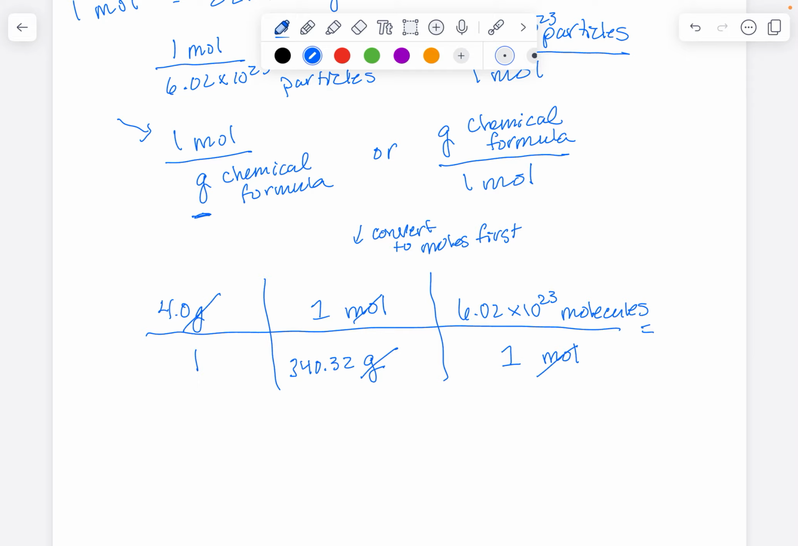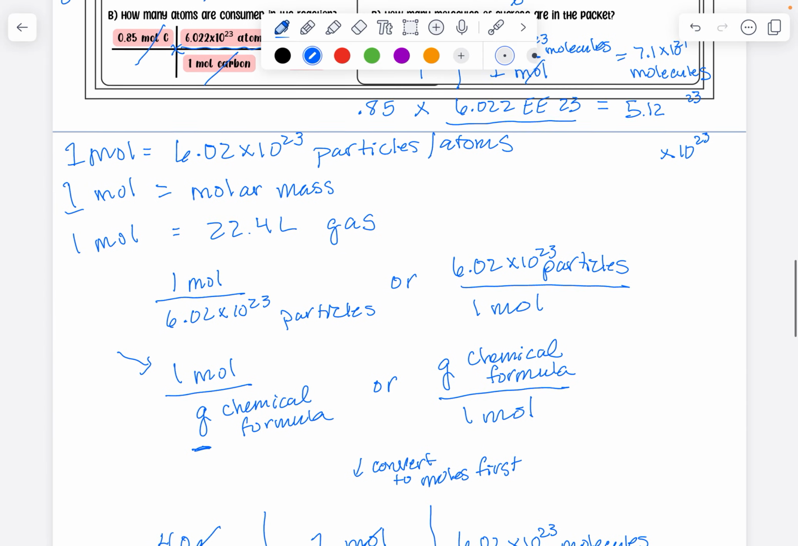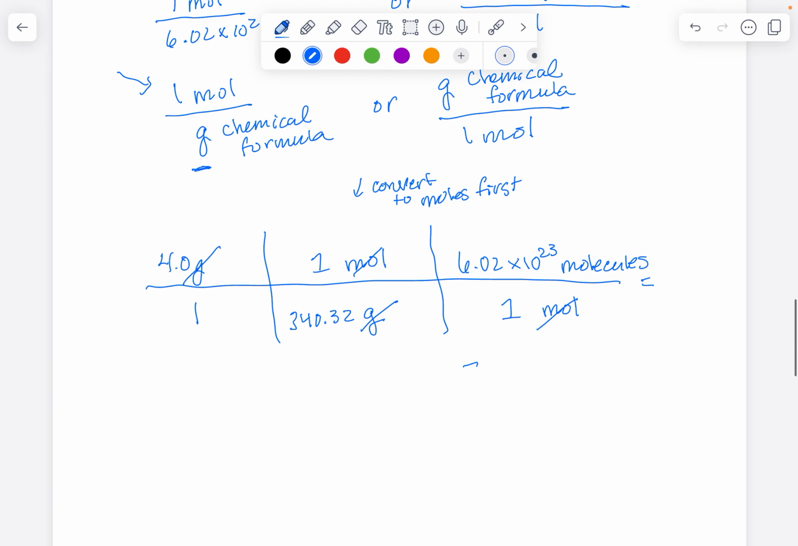So notice now that I'm going to multiply by everything that's on top, 4 times 1 times 6.02 times 10 to the 23, and divide by anything on the bottom. So that's 340.32 grams. You can do it in any order you want. Typically, I ignore the ones and I take 4 and then divide by 340.32 and then multiply to get your answer, which is 7.1 times 10 to the 21 molecules.